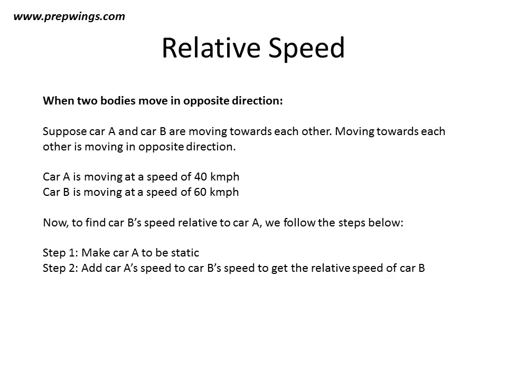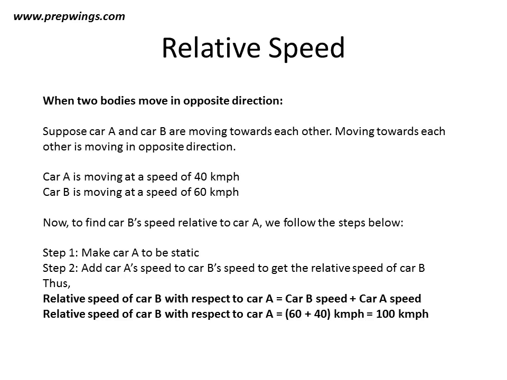In step 2, add car A's speed to car B's speed to get the relative speed of car B. Thus, the relative speed of car B with respect to car A will be equal to car B speed plus car A speed. Car B speed is 60 and car A speed is 40. So when I add them, I get 100 km per hour. So the relative speed of car B with respect to car A is 100 km per hour. But for that to happen, I have to assume that car A is static. Static means it's not moving.